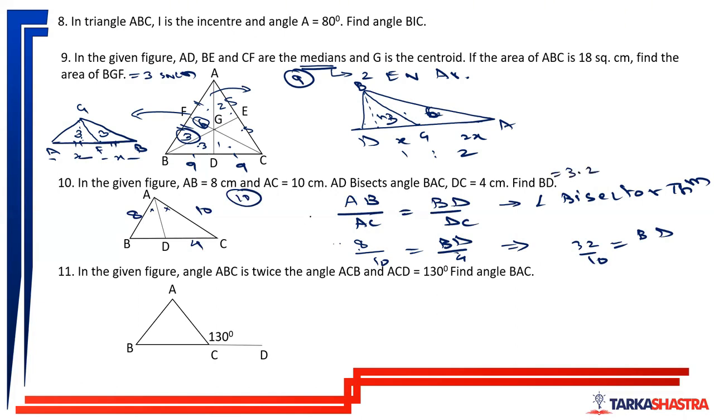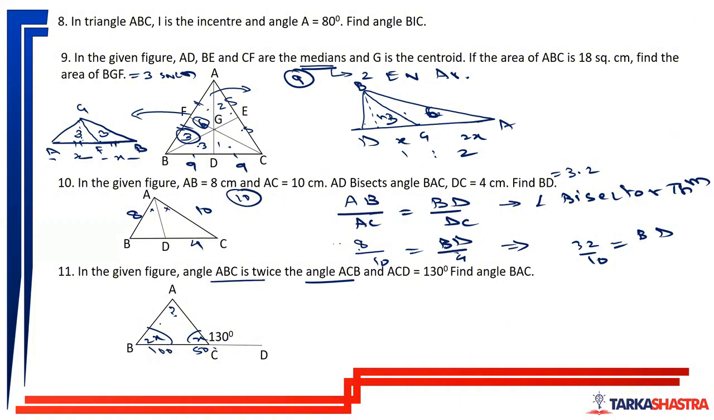Next, in the given figure, angle ABC is twice the angle ACB. So if this is X, this will be 2X. Find the angle BAC. This is what they are asking us to find out. Now if this is 130 degrees, this has to be 50 degrees. If this is 50, this has to be 100.